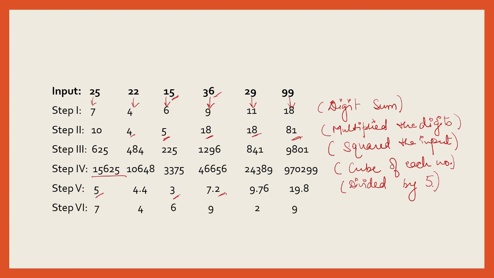Step 6. Step 6 is 7, 4, 6, 9. And if you observe a little, these four numbers are the same as step 1, only with this 11 replaced with 2 and this 18 replaced by 9. So what we can say, this is the digit sum of numbers in step 1.